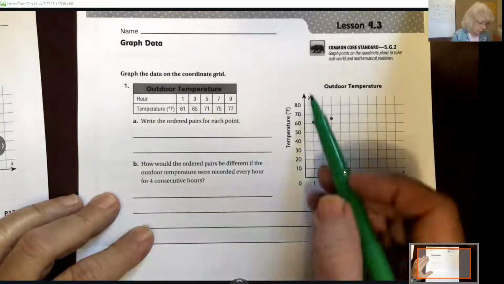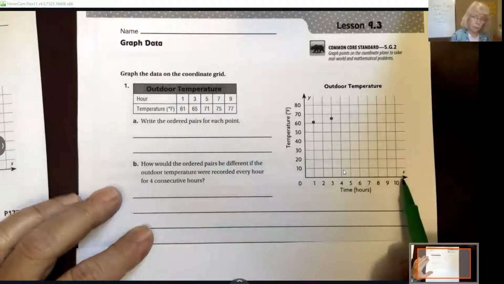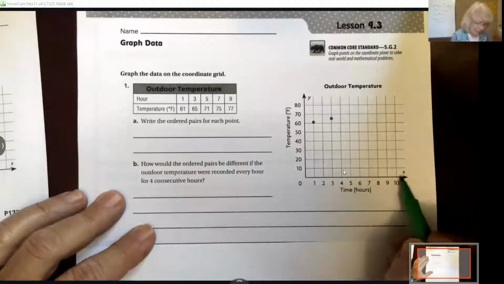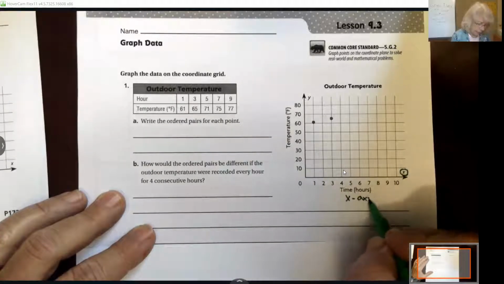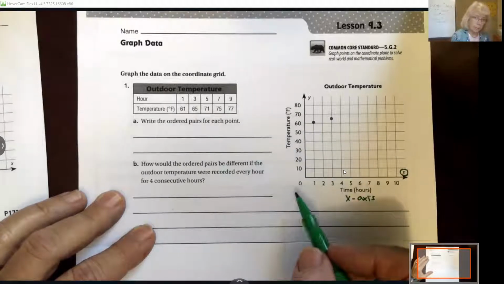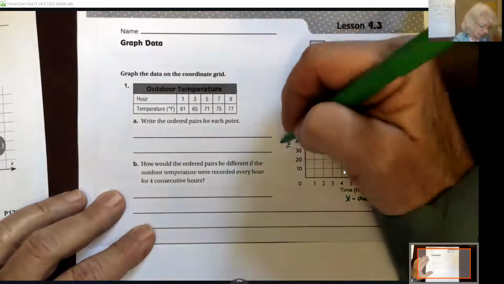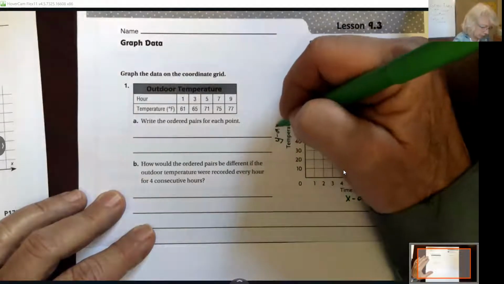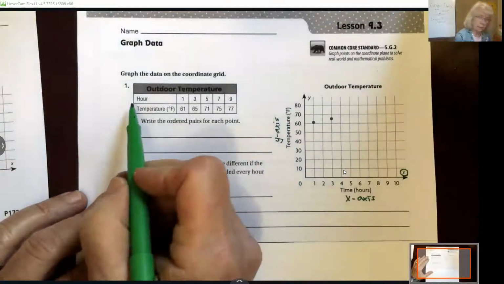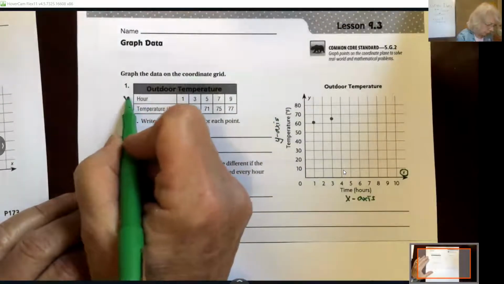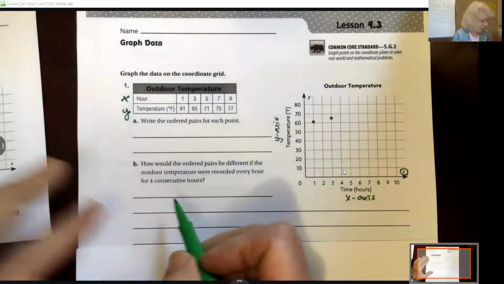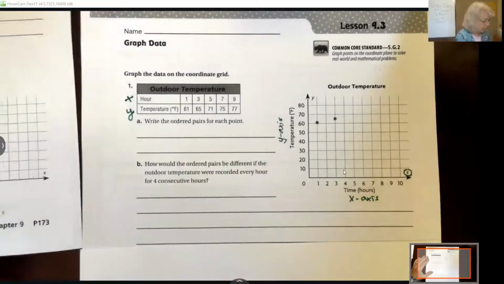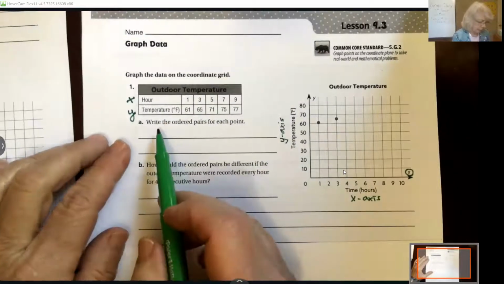And over here, if you recall from our prior lesson, this is the x-axis, and there's a little x right there, and I'm going to write x-axis. And this one going up, this is the y-axis, and it's recording the temperature. So if you note on this chart, this first row is the x-axis, and the second row is the y-axis. So let's see what it wants us to do.